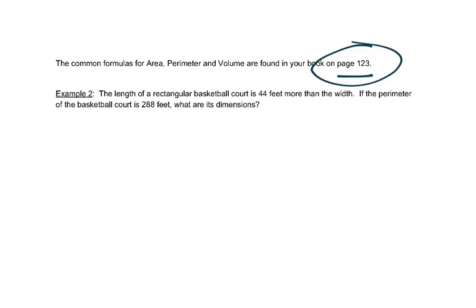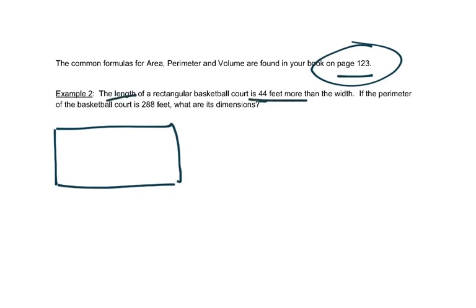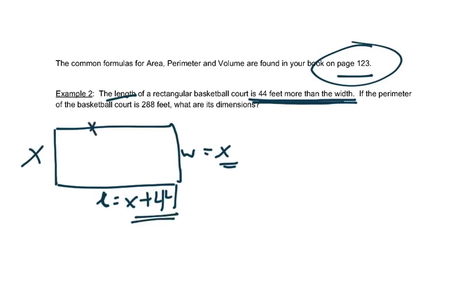So this talks about a rectangular basketball court. Let's draw a rectangle. It says that the length is 44 feet more than the width. Well, I would call this width and this length. So let me call the width x, and that means the length is x plus 44, because it says 44 feet more than the width. If this side's x, that means this side is x. If this side's x plus 44, that means this side is x plus 44.